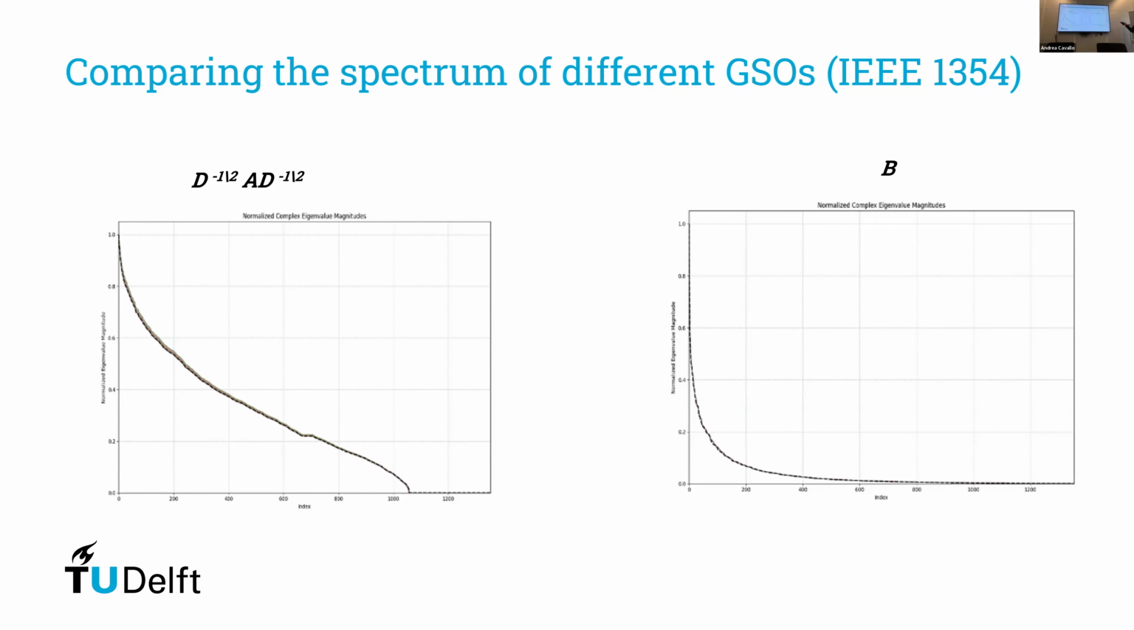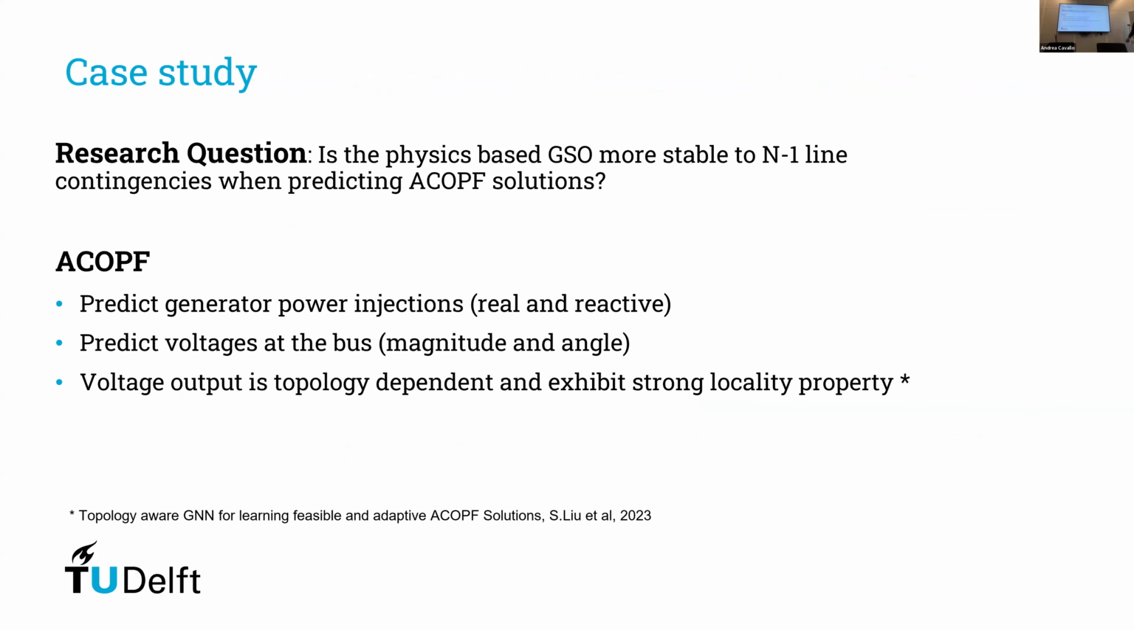So that becomes interesting because it suggests that maybe we can use the B matrix as the GSO in learning our graph neural network. The research question, and this is still ongoing work, is: if we use the physics-based GSO, the susceptance matrix of the power network, can we learn a more stable graph neural network? Is the physics-based GSO more stable to n-1 line contingencies when we're predicting ACOPF solutions?